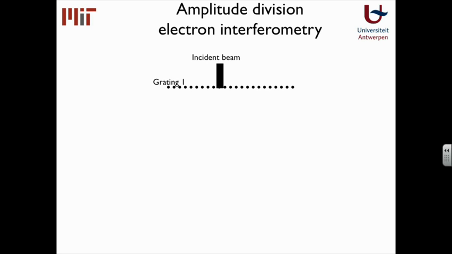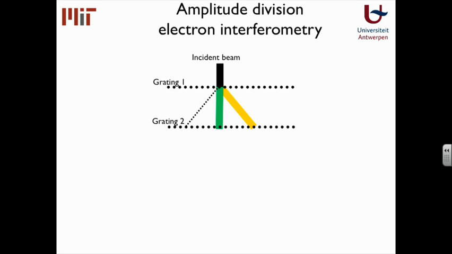So what we do is we start off with an incident beam of electrons, and we place a diffraction grating in the path of this beam. This diffraction grating is just a thin piece of crystal for us. What the grating does is it diffracts the beam into several orders, and here I'm only showing the first three orders, but of course there will be many more.